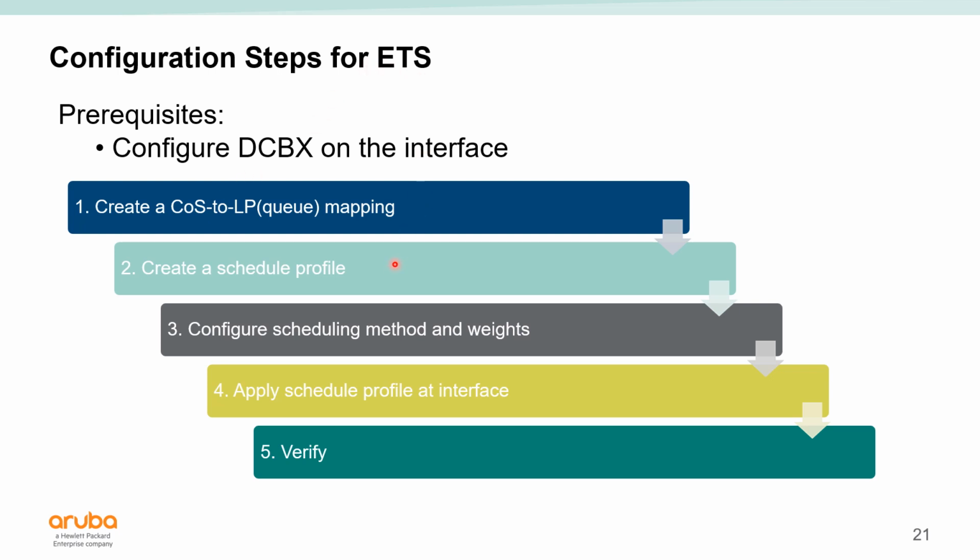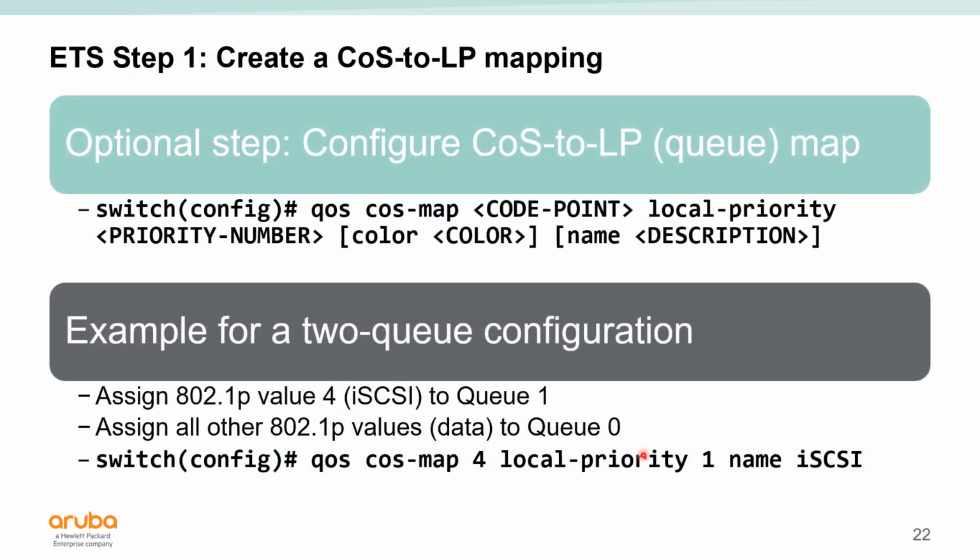Continuing on for ETS, we would then create a schedule profile, which is a global command. And when we do that, we would configure the different scheduling methods as well as the weights. And then we simply apply that to the interface and then just verify it using that view command. So let's go through those quick 5 steps.